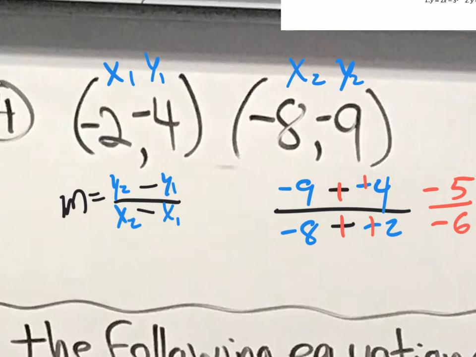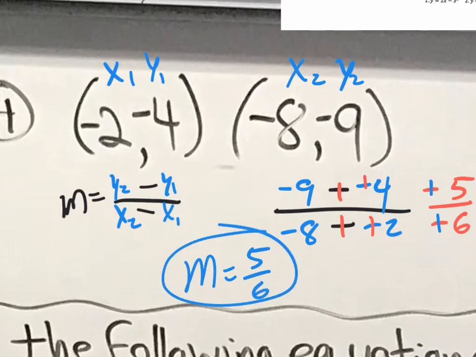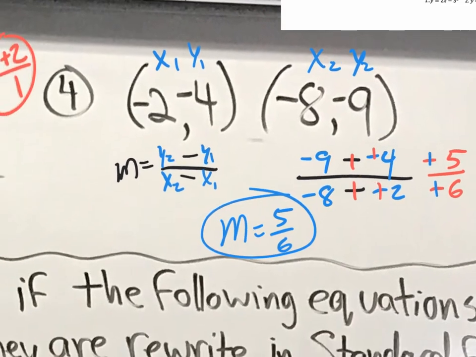Now that's our answer. However, a negative divided by a negative is a positive. So at the very least, we could change these guys to positive. So m equals a positive fraction 5/6. Rise 5, run 6. So there's going to be several of those on the quiz.